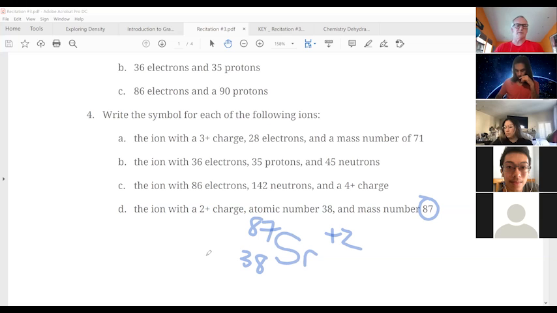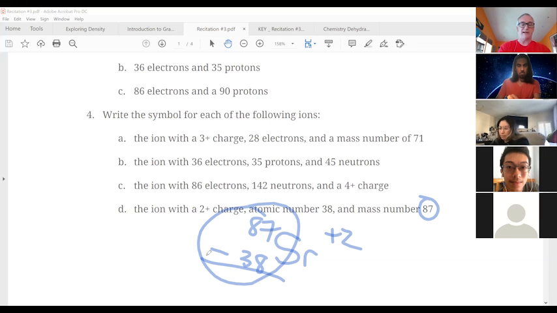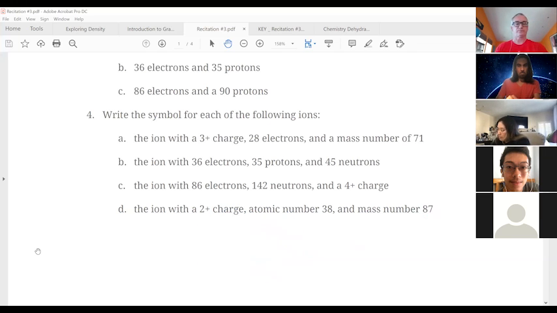So how many neutrons would that particular isotope of strontium have? 49. Exactly. Anytime you need to know the number of neutrons, you have your atomic mass, you subtract the number of protons, and it's already set up right there for you to figure it out. So it's like an easy shortcut.